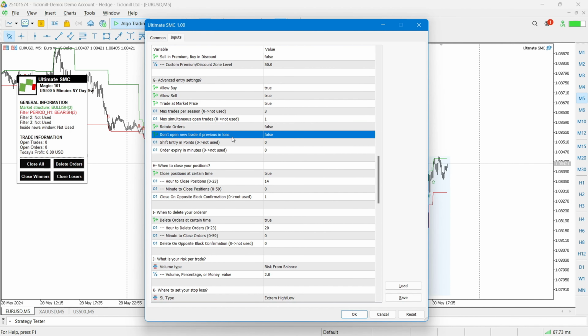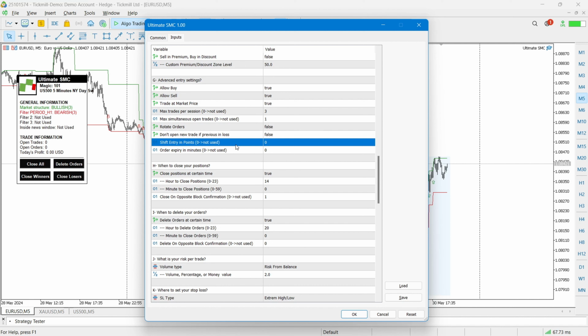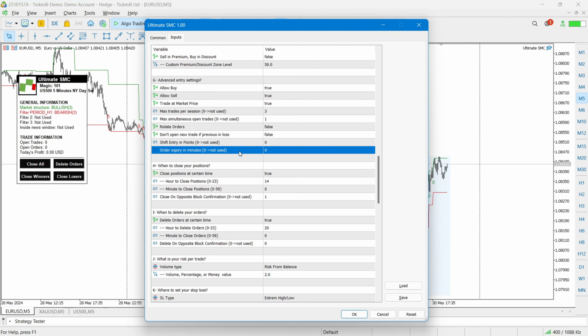You can also prevent opening any new trade if your previous trade is a loss. You can shift your entry. This is very useful for prop firm traders, so you can distinguish your configuration a little bit from others. And finally, you have an order expiry in minutes, which will automatically delete any order input by your EA. For example, putting this at 15 means if the order is aging 15 minutes and has not yet executed into an active trade, it will be deleted.